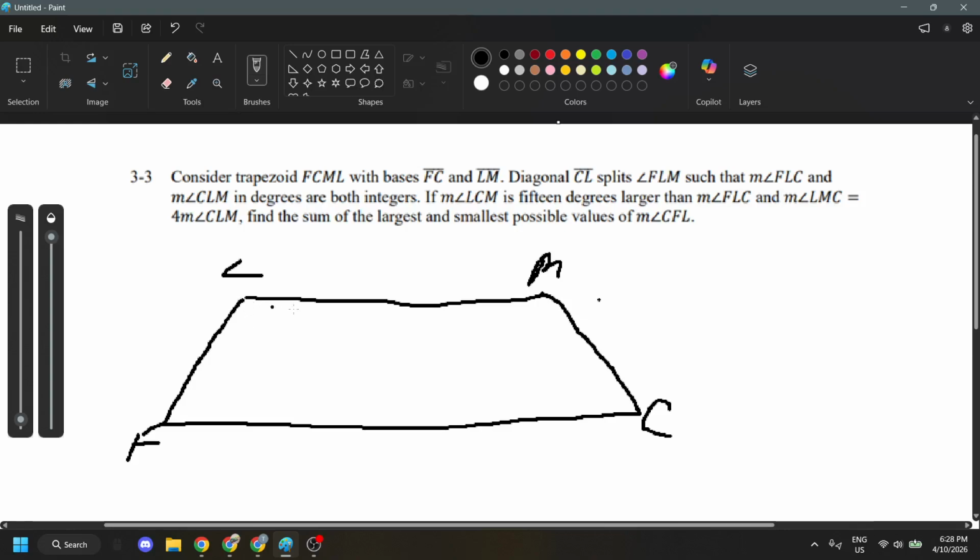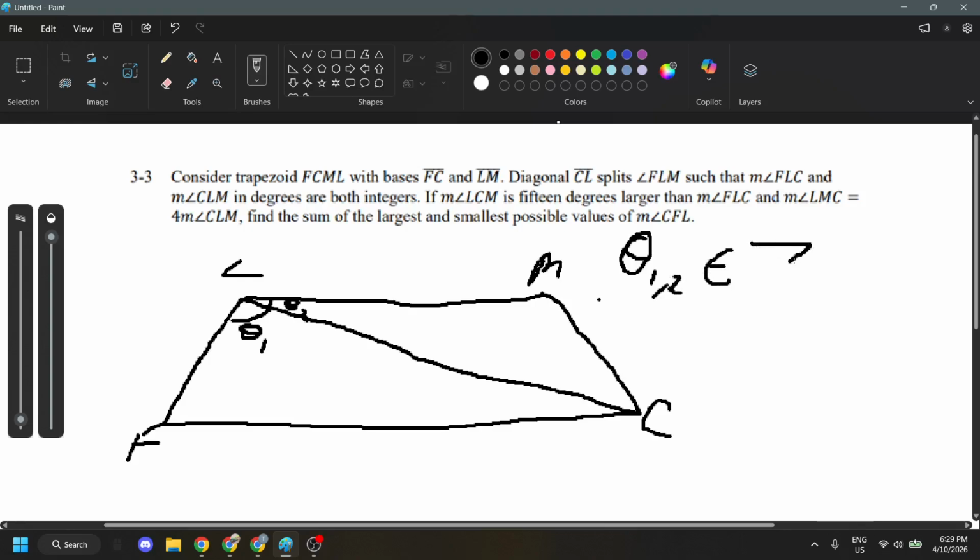Diagonal CL splits FLM such that they're both integers. These are the degrees of this and this. So I'm going to call this theta 1, theta 2. So theta 1 and 2 are both a part of the integers.